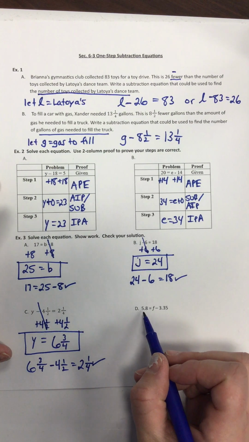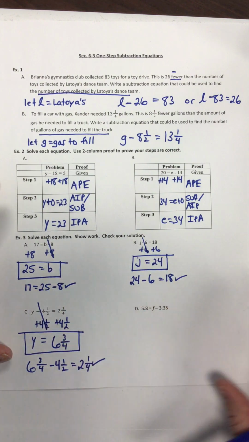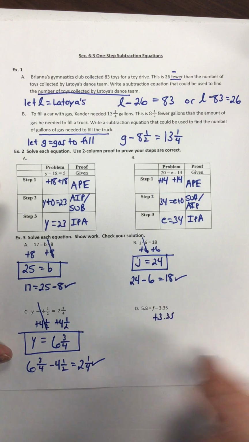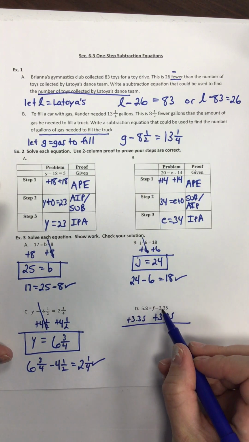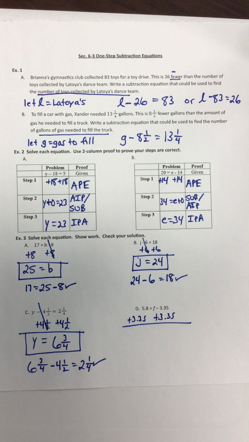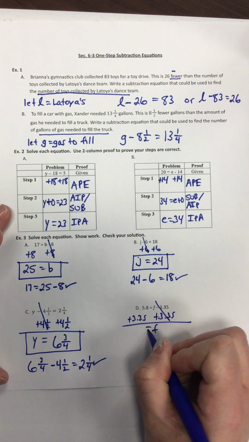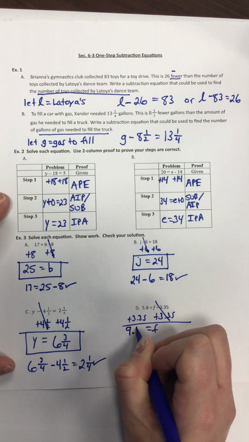Okay, all right. D: 5.8 equals f minus 3 35 hundredths. I'm taking away 3 35 hundredths from f, so the opposite would be to add it. I add to one side, I've got to add to the other side. So the minus 3 35 hundredths and the plus 3 35 hundredths are going to cancel out, right? So then I'm going to be left with f equals 5 8/10 plus 3 35 hundredths. I add those together and I'm going to get 9 15/100.